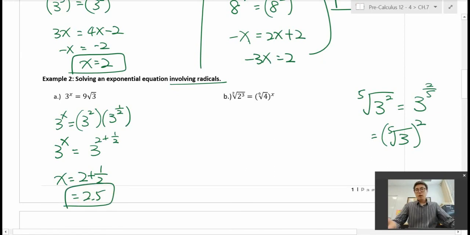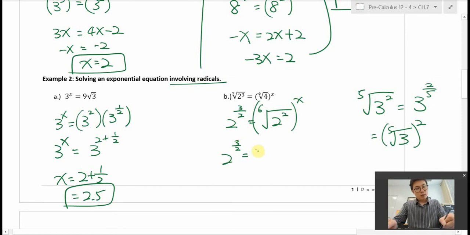Okay. For the second example, similar. Okay, so this needs to be rewritten as a base 2. This would be 2 to the power of 3 over 2. This is 4. Okay, we need to change that to base 2 first. So this would be the sixth root of 2 squared to the power of x.